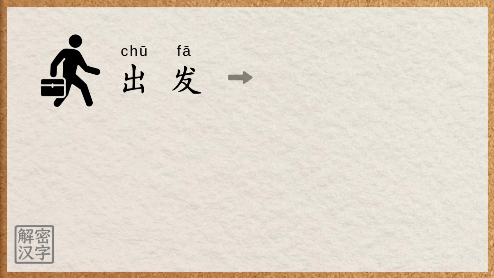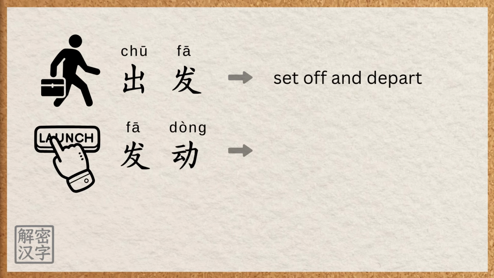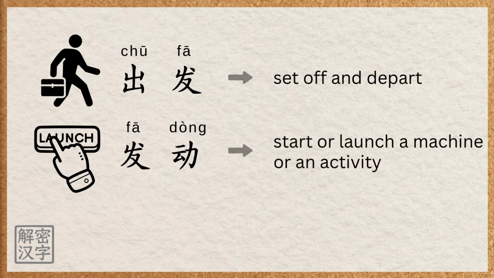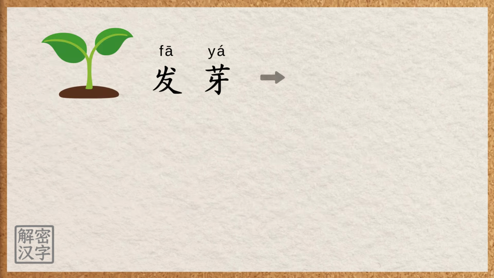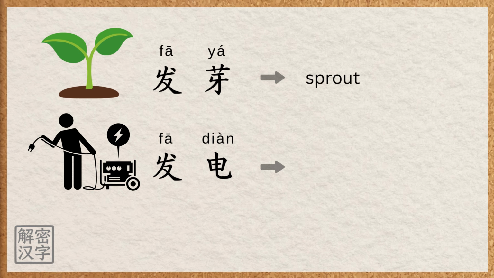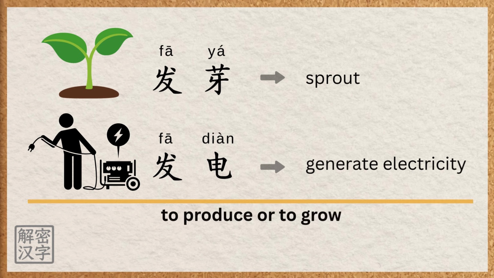出发 means set off and depart. 发动 means start or launch a machine or an activity. Here, fa means to start or to begin an action. 发芽 means sprout. 发电 means generate electricity. Here, fa means to produce or to grow.